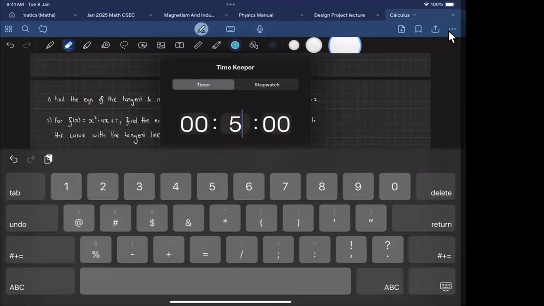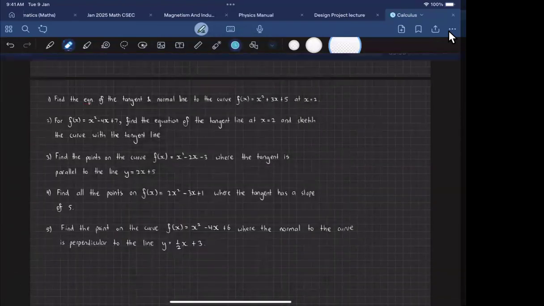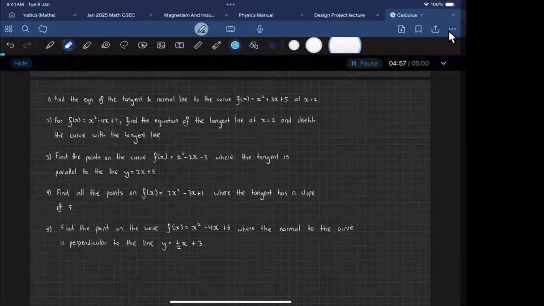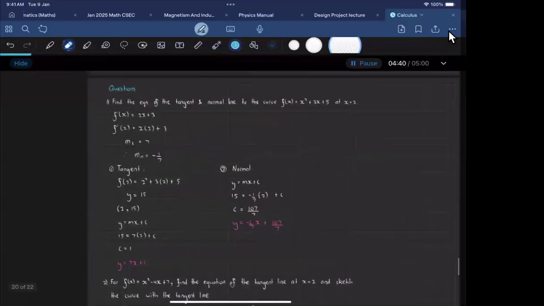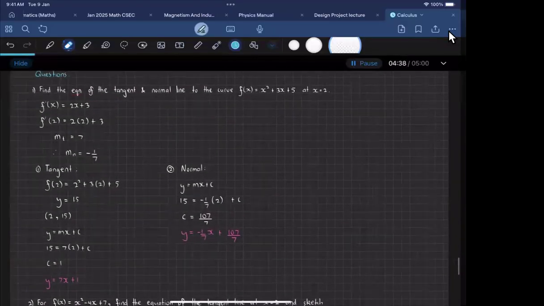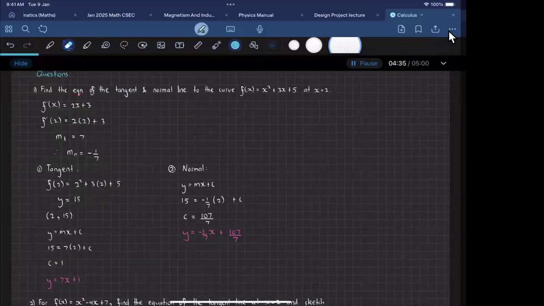Kira, I didn't hear anything from you. Did you get through with question 1? I did, but my phone literally died, so I could not send it. But I could tell you what I got. For the tangent I get y is equal to 7x plus 1, and then for the normal I get y is equal to minus 1 over 7 x plus 107 over 7. Nice. That's correct.